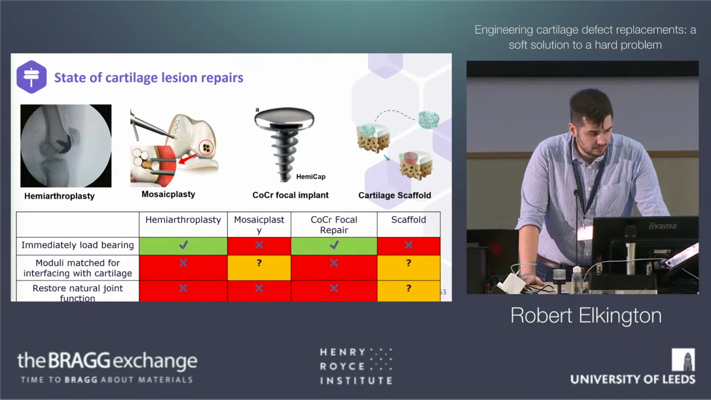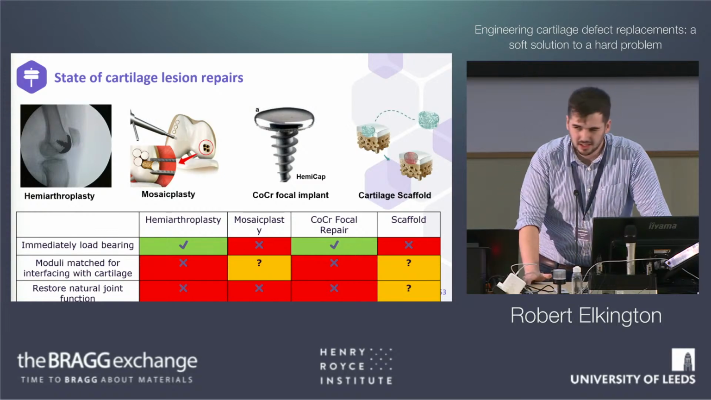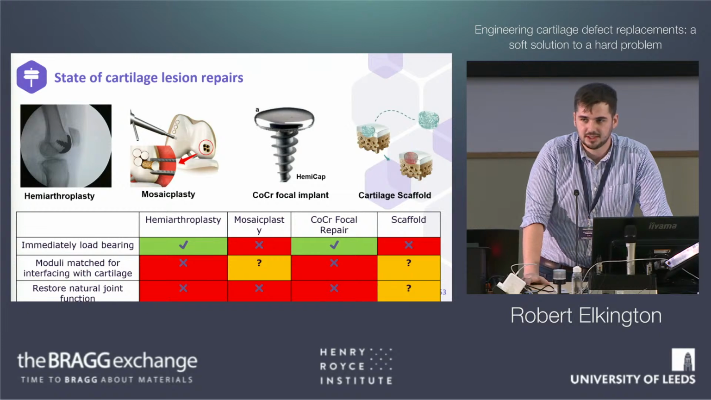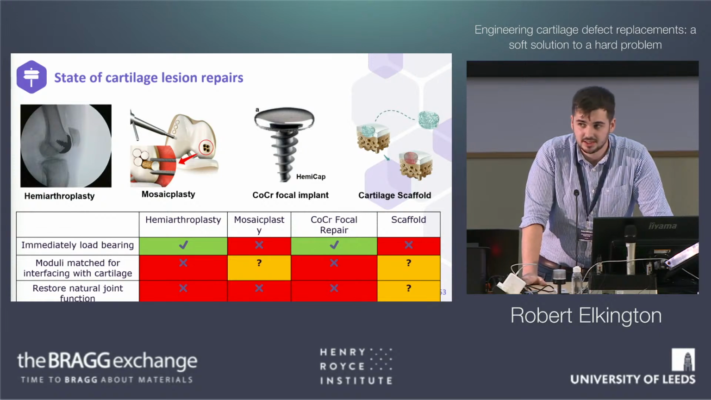So a cobalt chrome focal implant, that's where you might take the lesion and just replace it with a smaller implant, a bit like a hemiarthroplasty. So again, it's immediately load-bearing, not really matched for interfacing with cartilage. You still have that hard and soft problem. And then cartilage scaffolds, really. That's probably where the future of joint repair is going to be, but that technology just isn't there.